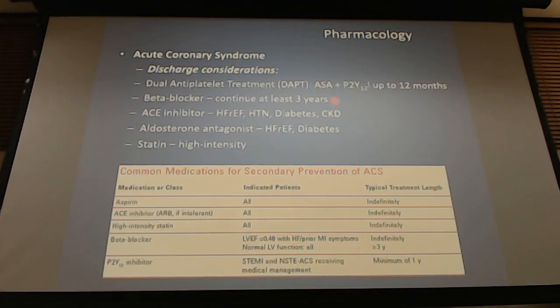So my DAPT was me using my aspirin with my clopidogrel for up to the 12 months. I'm on a beta blocker now for 3 years. Regardless of if these patients feel better, this is what they should be taking to prevent them from having another ACS event, okay? This is guideline directed, so these are things that can always change as well.